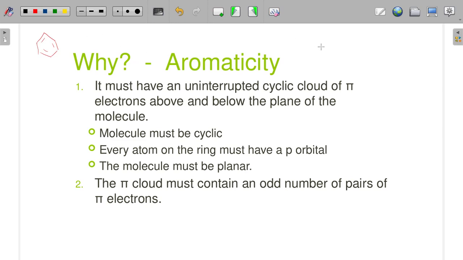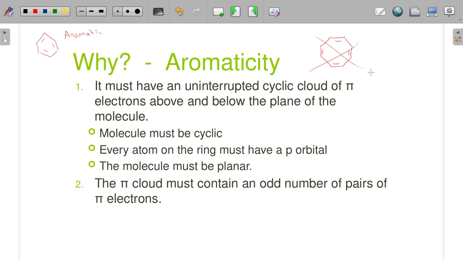And yet something else that's a ring, I'm going to go with 8, and I'll still alternate it. Make that a little bit better drawn. Turns out, even though we got double, single, double all the way around in a ring, this one is aromatic. And this 8-membered is not.